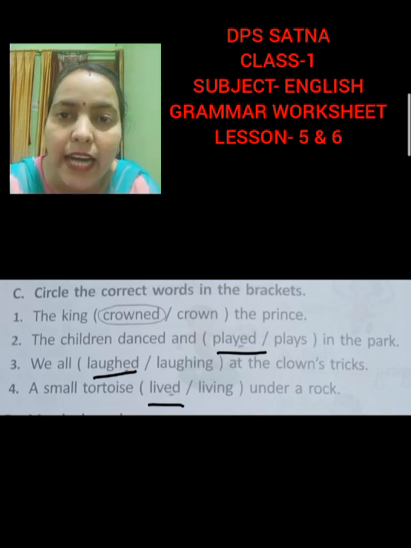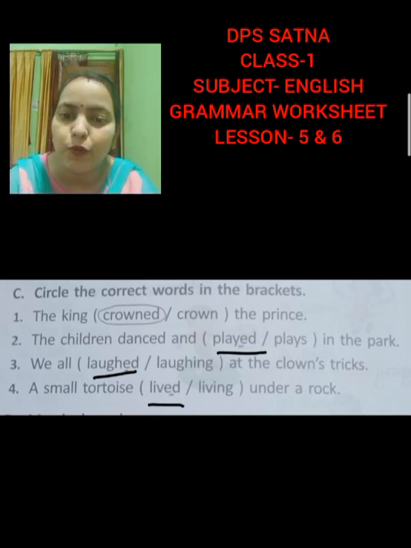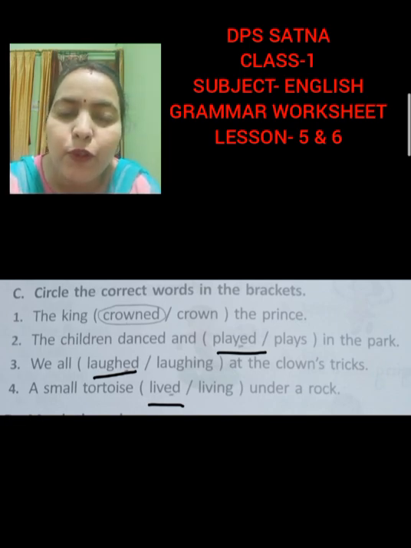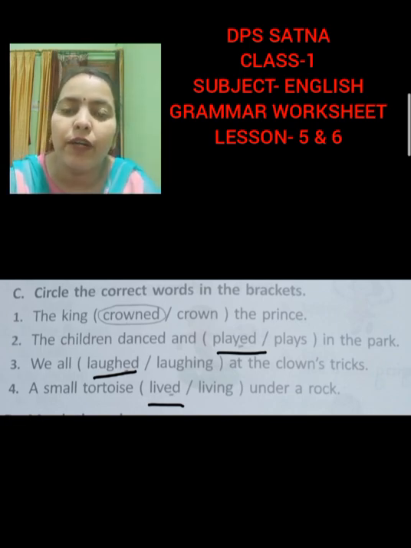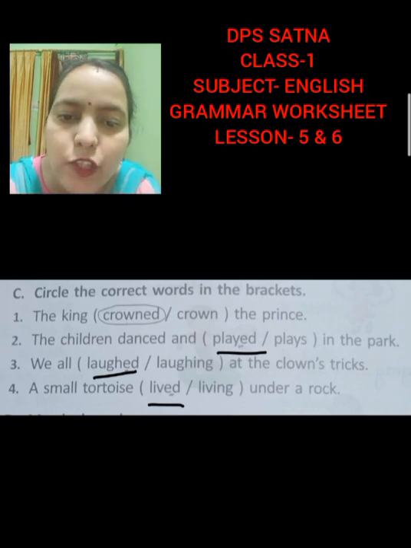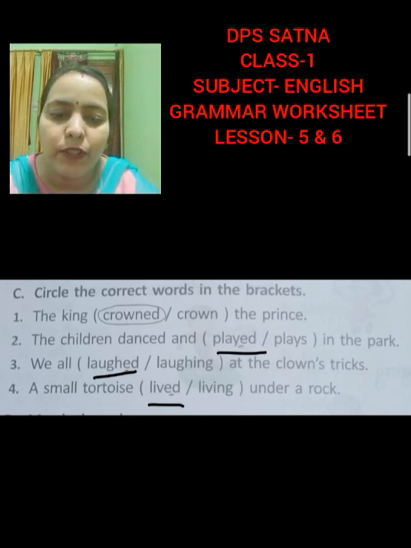For what do we add ed? For something that has happened, that is over. So in this exercise, you have to circle the correct word out of the two options given. Now we are going to do the next exercise.